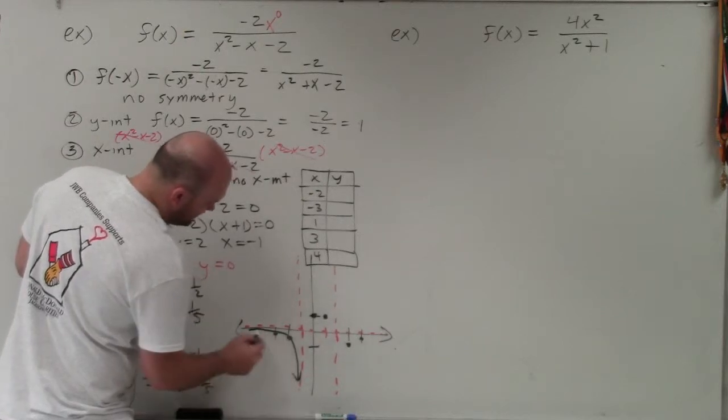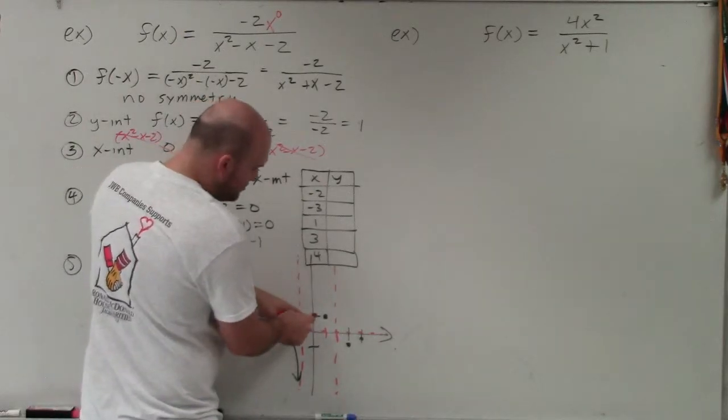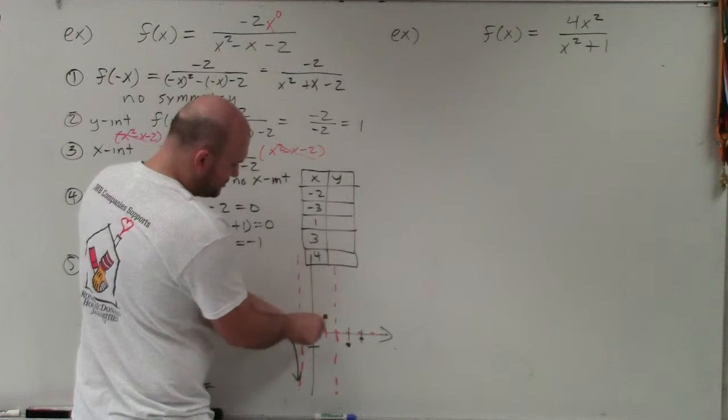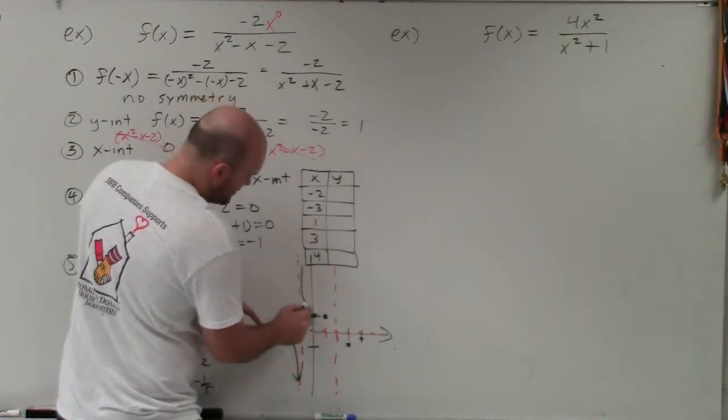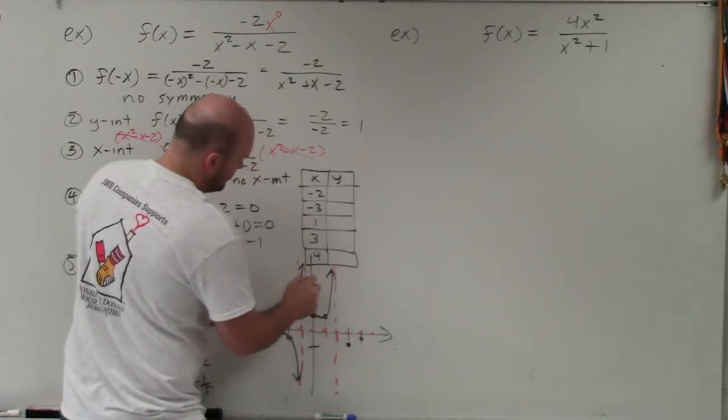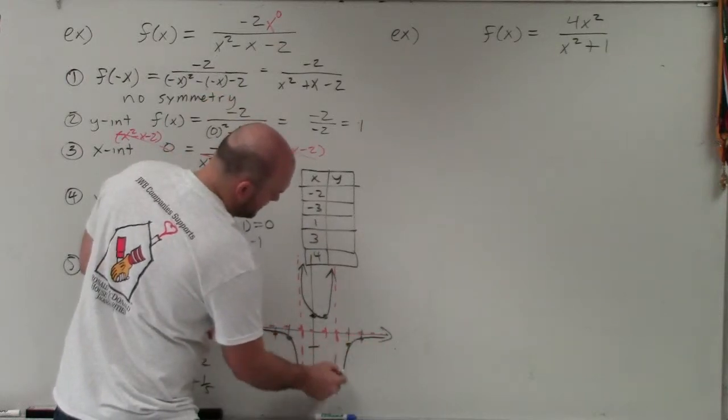So I'm going to draw a nice little curve here. Here, these two both need to approach their asymptotes. They can't approach going down because that's kind of like a dead end. So I'm going to draw a nice little parabola there, and then I'll draw another curve here.